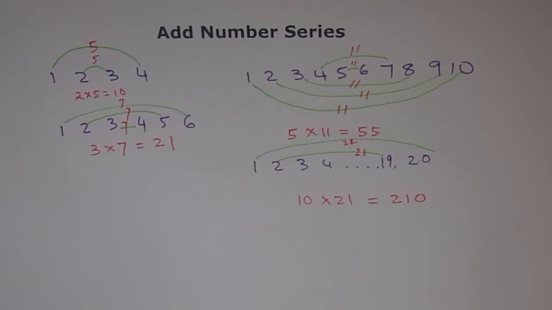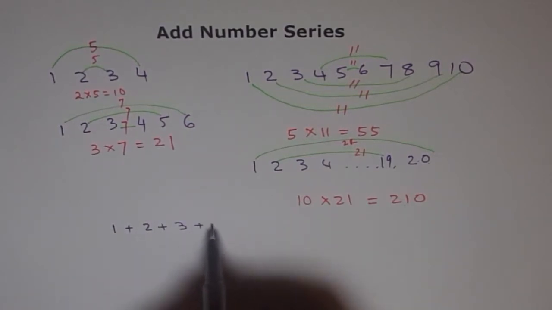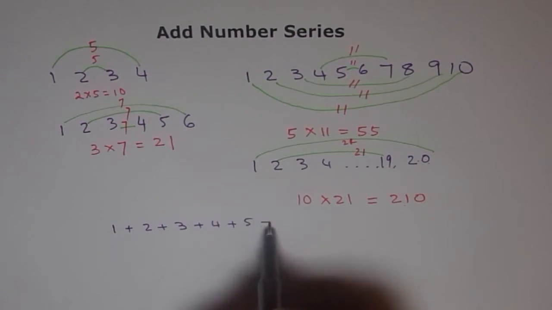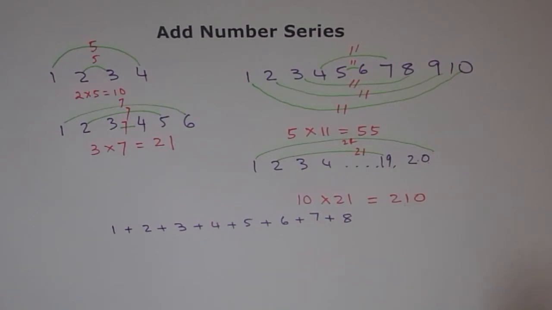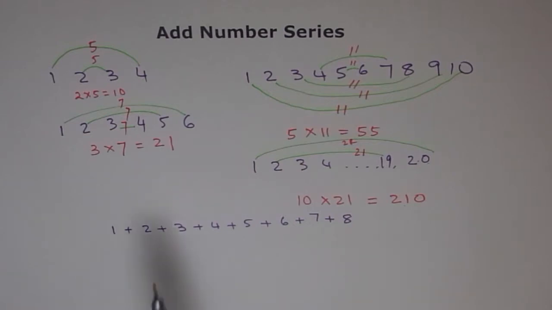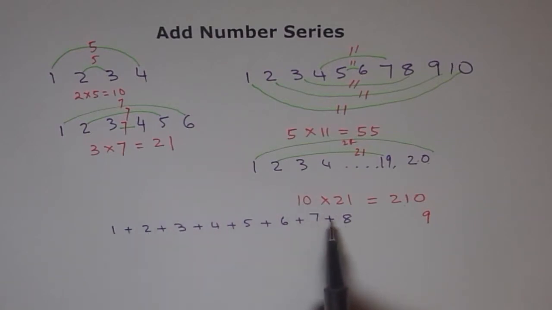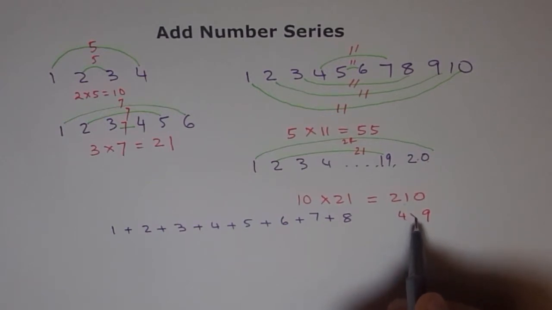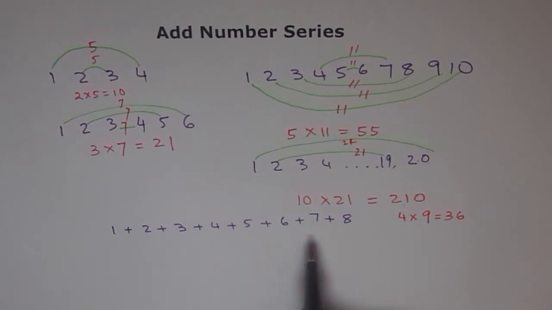Let me again take one more example. The last one this time for you. 1 plus 2 plus 3 plus 4 plus 5 plus 6 plus 7 plus 8. Okay? Now, tell me, what is 1 plus 8? 1 plus 8 is 9. How many groups of 2 will I have? Half of 8, which is 4. 4 times 9 is how much? 36. So that is the sum of numbers from 1 to 8.